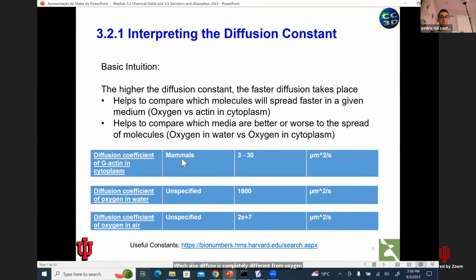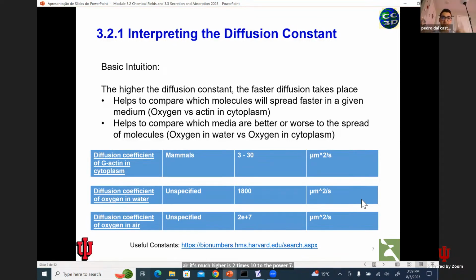So for example, if we take oxygen in water, it's 1,800 micrometers squared per second, while oxygen in air is much higher, it is 2 times 10 to the power 7, right?